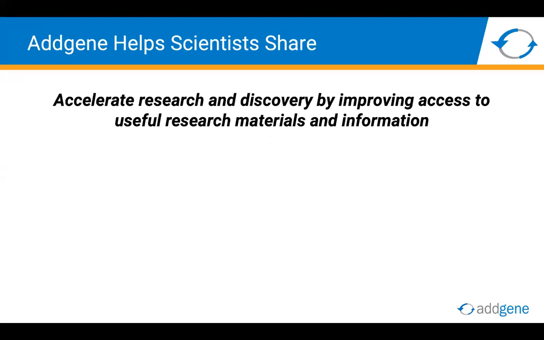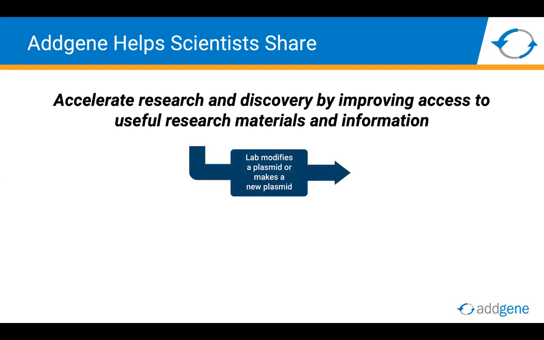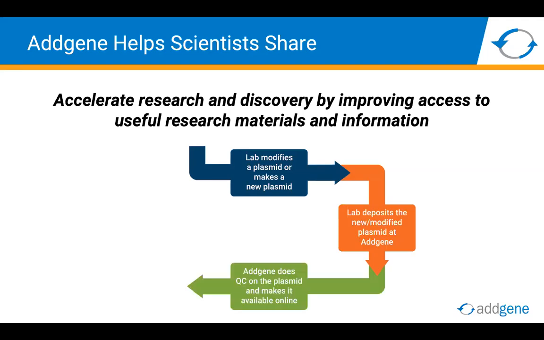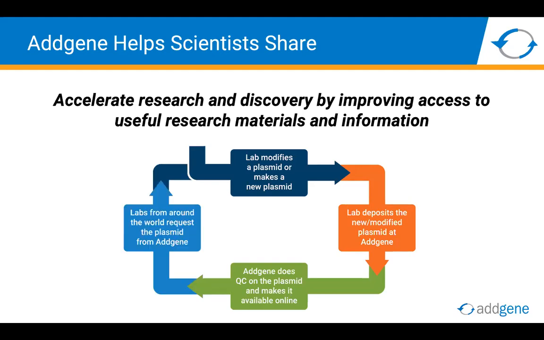At Addgene, our mission is to accelerate research and discovery by improving access to useful research materials and information. And we do this by helping scientists easily and quickly share their materials. And so here's how it works. A lab makes a new plasmid, they deposit it for free at Addgene. Addgene performs quality control on the plasmid and makes it available in the repository so that labs from around the world can request and gain access to these plasmid tools.